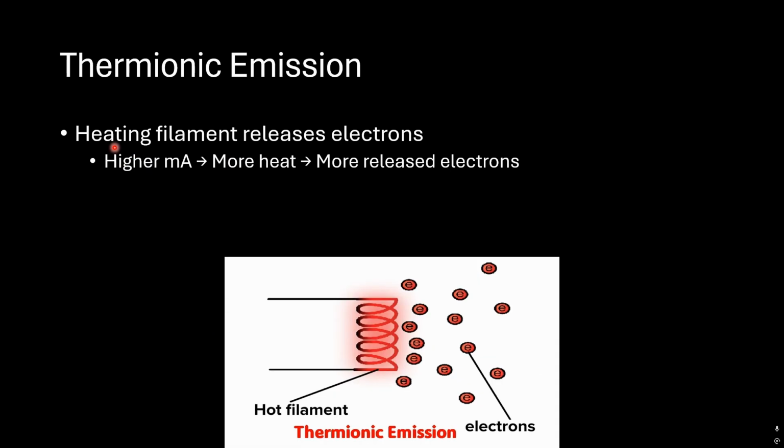In the thermionic emission, heating the filament releases electrons, so higher mA causes more heat, and that heat will release more electrons. And this process is controlled by the filament current.